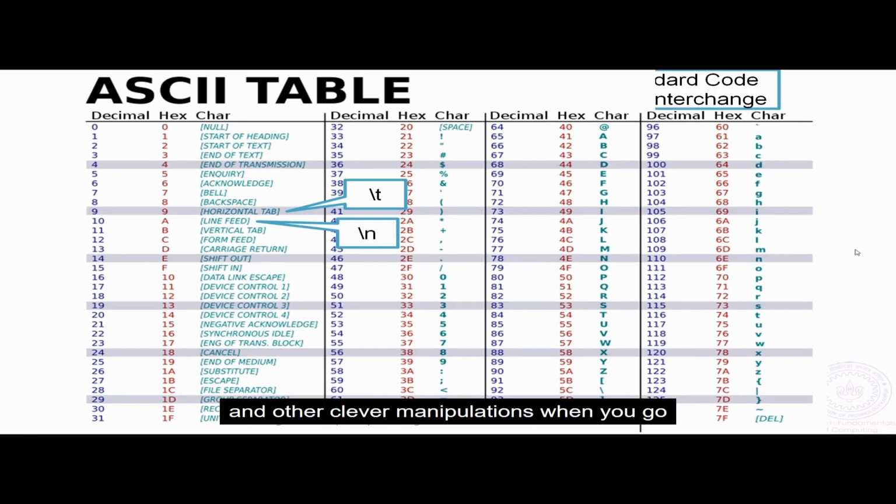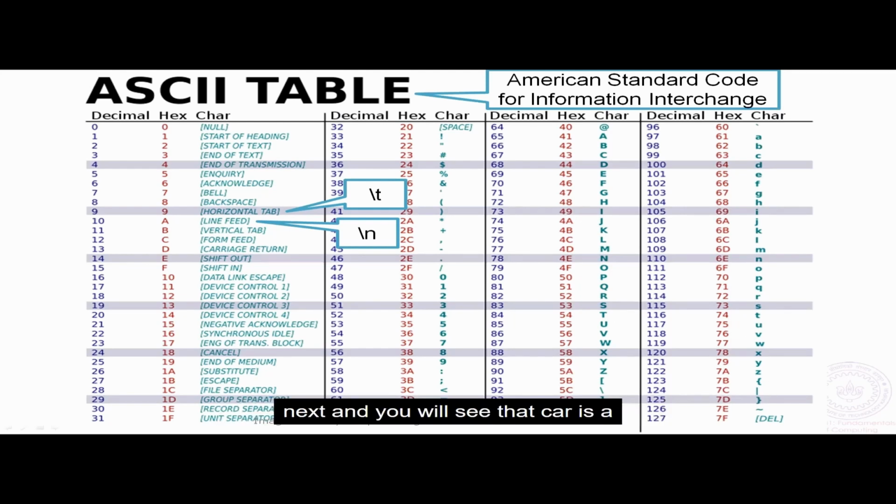Try this and other clever manipulations when you go to lab next, or when you are on Tutor next, and you will see that char is a really, really simple but very effective way of printing and storing information about characters in C.